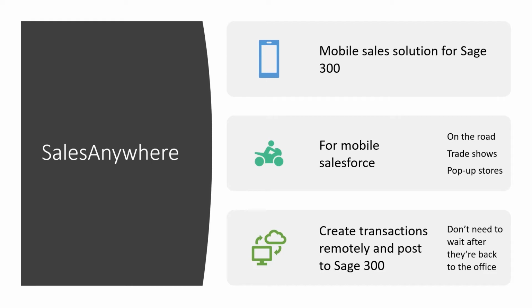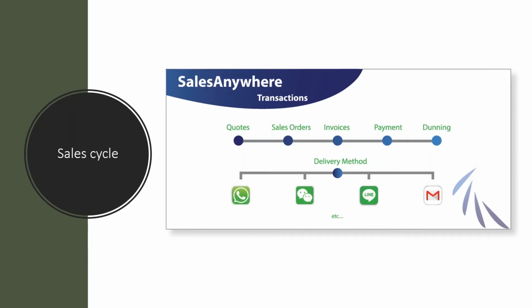And so they do not need to wait until they are back in the office and then enter those transactions into the ERP system. The app covers the entire sales cycle from quotations to sales orders and invoices. There's the ability to record payments as well, and all the way to the dunning function, which is reminding customers of their late payments. For all the transactions, documents can be generated and delivered right away to customers through popular apps such as email, WhatsApp, WeChat, Line, etc. Basically, any app installed on my phone that can handle PDF files.